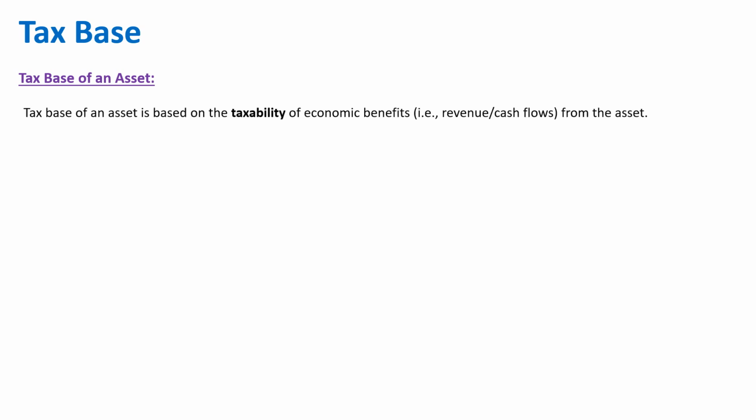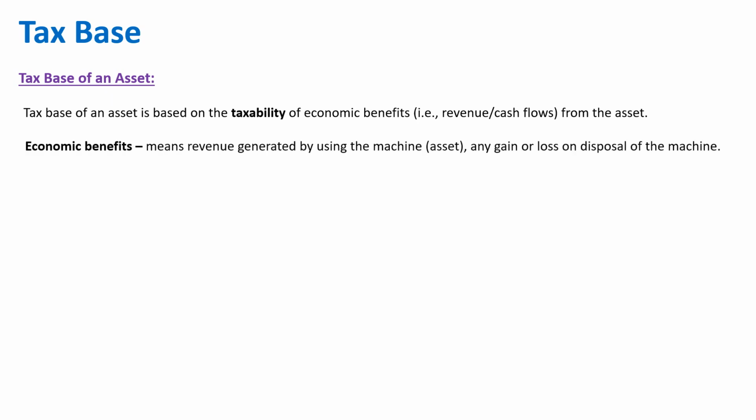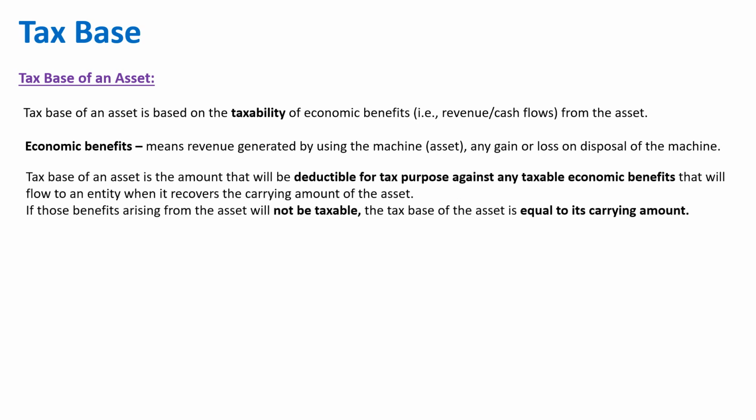Tax base of an asset is based on the taxability of economic benefits from the asset. We'll try to understand what is the meaning of that. Economic benefits means revenue generated by using the machine, and any gain or loss on disposal of the machine. So the tax base of an asset is the amount that will be deductible for tax purpose against any taxable economic benefits that will flow to an entity when it recovers the carrying amount of the asset. If those benefits arising from the asset will not be taxable, the tax base of the asset is equal to its carrying amount. Okay. So let's understand in a flow.